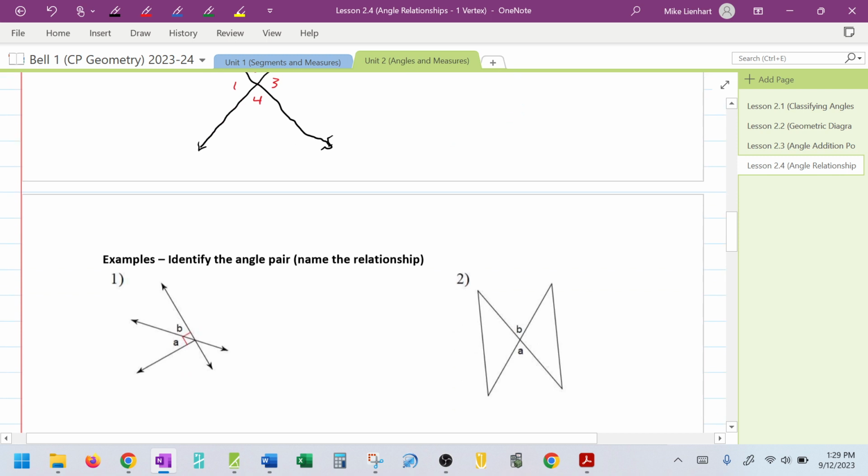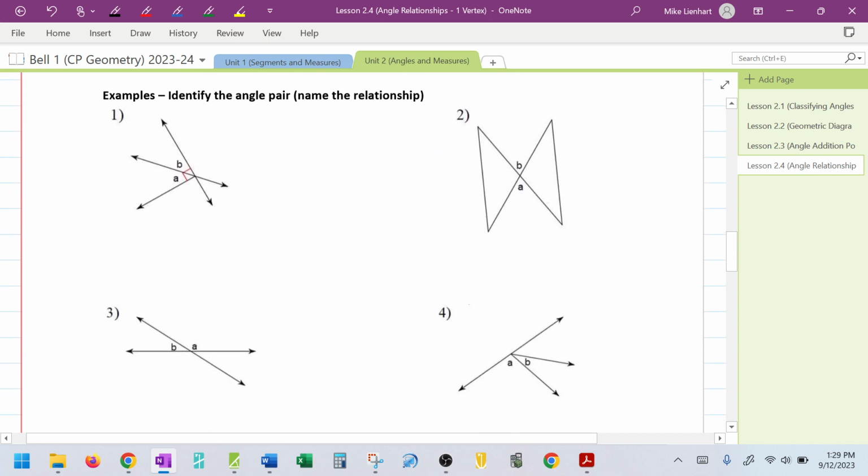All right? So the first thing we need to be able to do is identify the angle. I'm going to do a lot of examples so that you guys have a reference to go back to when you're working on your homework. In number 1, I know angle A and angle B add up to 90 degrees. Therefore, I would say that this pair is complementary. Number 2, I know that angle A and angle B are across from each other, and they're formed by two intersecting lines, so I know these angles are vertical.